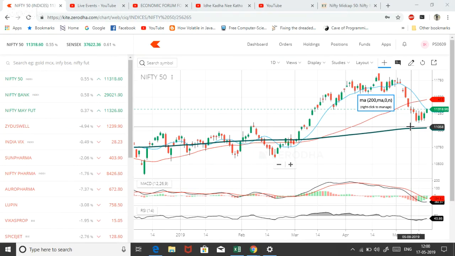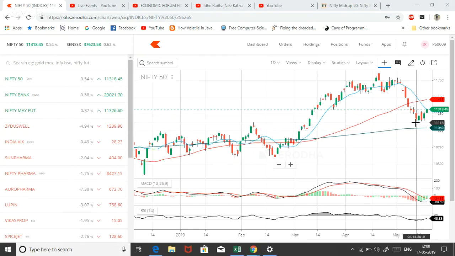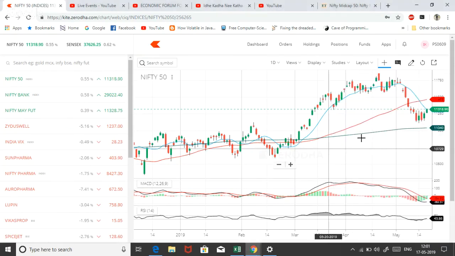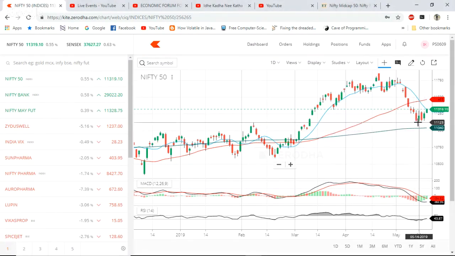So therefore, what has happened is it has almost tried to break the low of 13th May. 13th May is Monday, correct? So 13th May is Monday. So it tried to break this low 1, 2, 3 days. Okay. And on the fourth day also it tried. So on all these days, it touched that low, went a little below, but it was never able to break it sustainably.